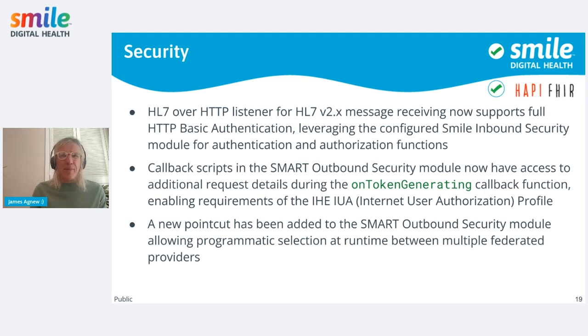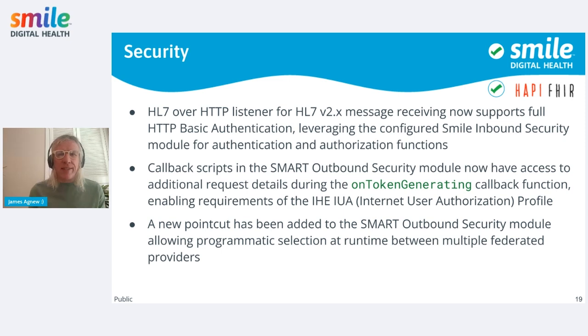Callback scripts. Anytime you're writing callback scripts, you've now got access to a whole bunch more information in your on token generating function. We're getting kind of into the technical weeds here, but this function gets called anytime we're generating a new access token that's going to get returned to the client as a part of your SMART authentication flows. This is needed for anyone, among other things, who is implementing the IHE IUA, the Internet User Authorization Profile. So if you're trying to set up the IUA profile in Smile, and that's a thing that we have spent a bunch of time doing and testing over the last while ourselves, you've now got a bunch more data available that enables you to fully successfully implement that profile.